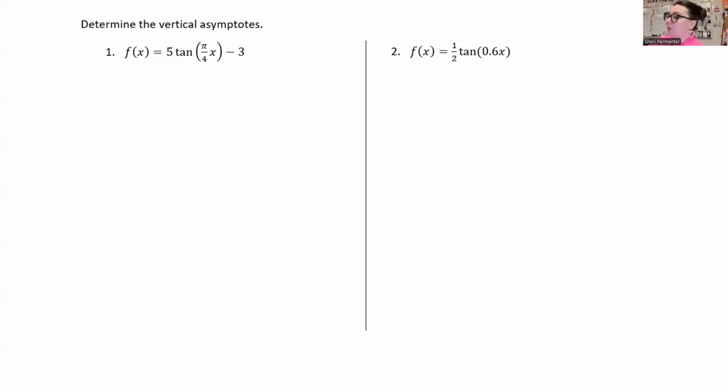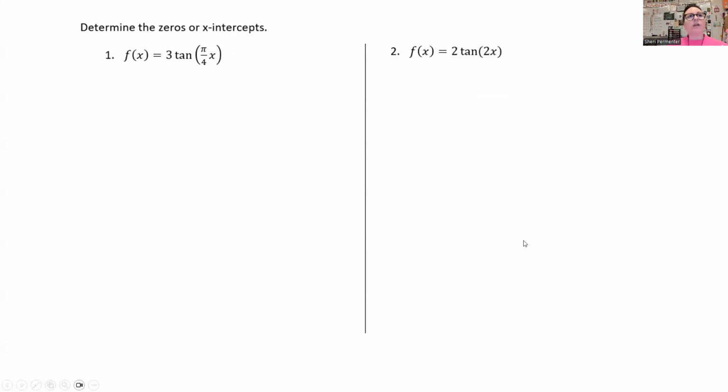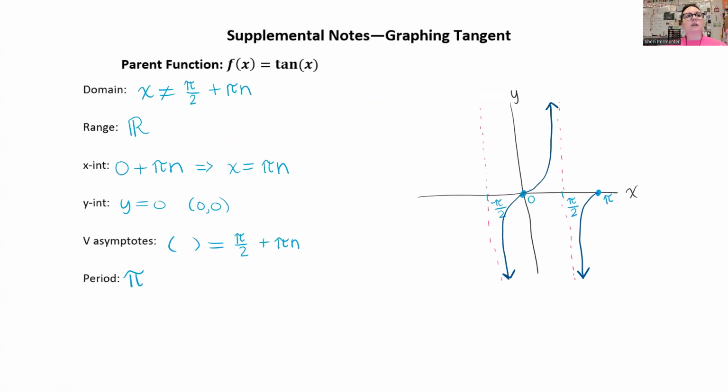So we have an equation that we jotted down over here, and I said that we'll use this in a minute. To find vertical asymptotes, we're going to take the stuff in parentheses, set it equal to pi divided by 2 plus pi n. So that's the formula that we're going to use. Then we're going to solve for x because the vertical asymptotes are always going to be x equals equations.